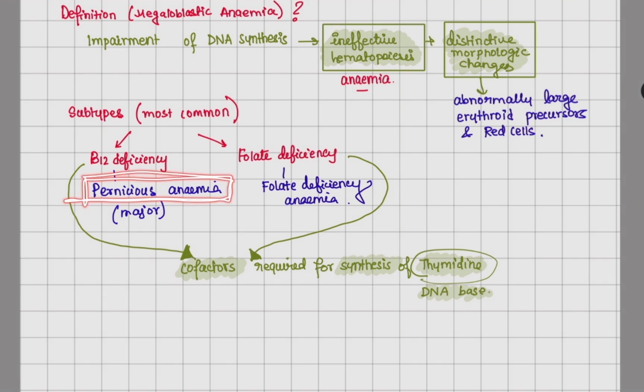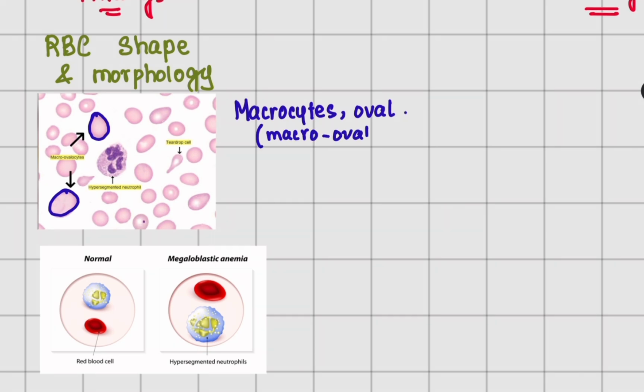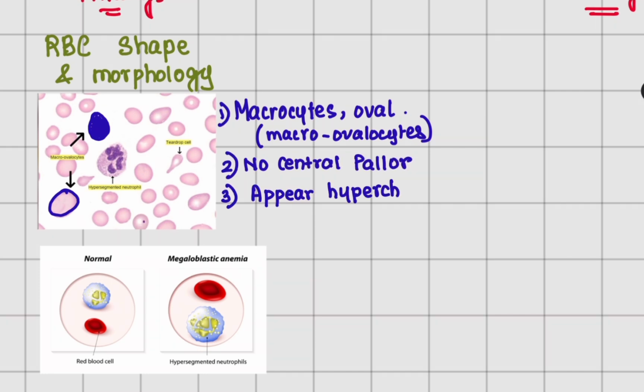So now let's look into the morphology. In the peripheral blood findings, let's first see the RBC shape and the morphology. First of all, the RBCs will be macrocytes and oval. So they are also known as macro-ovalocytes. Second of all, there will be no central pallor. So the RBCs appear hyperchromic because of increase in hemoglobin.